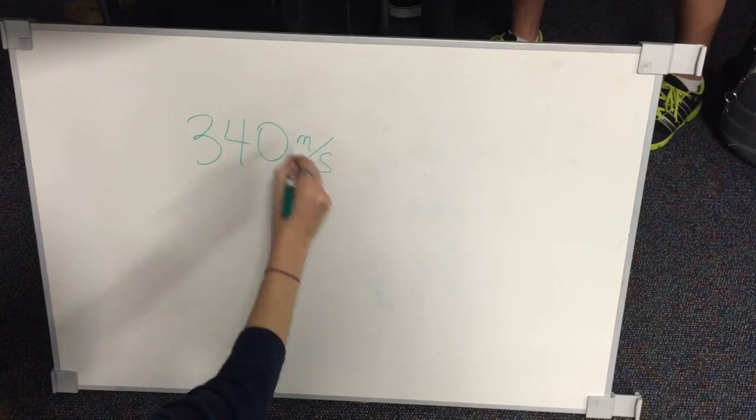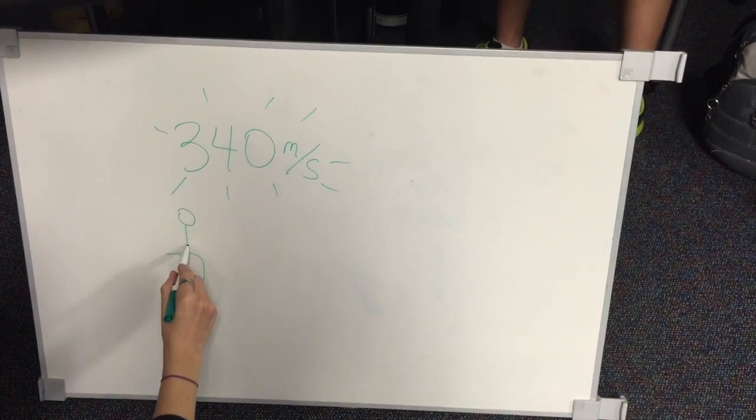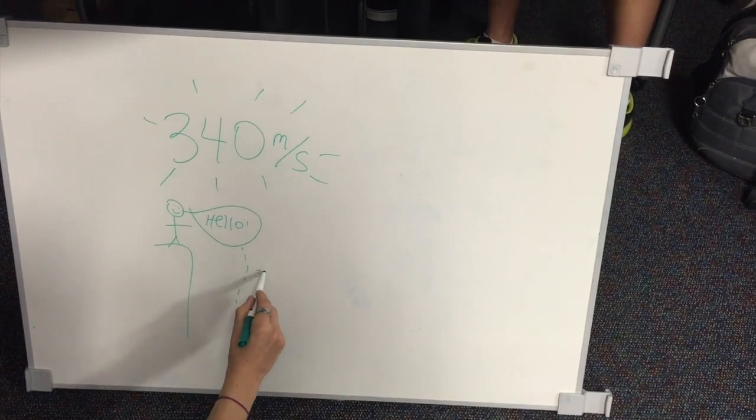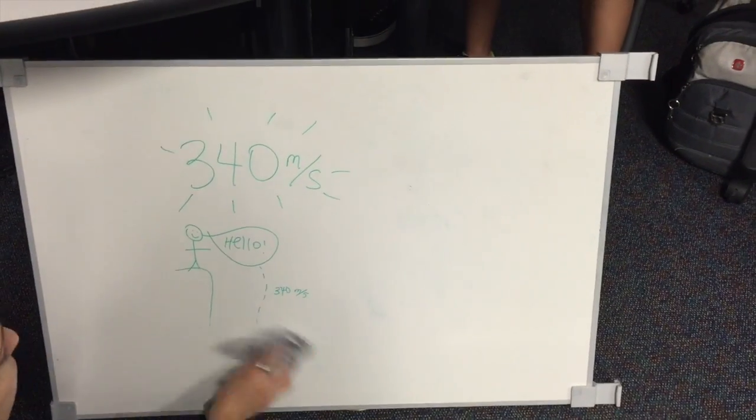The speed of sound in air is about 340 meters per second. If you are standing on a cliff and yell hello to someone down below, the sound of your voice will travel at 340 meters per second.